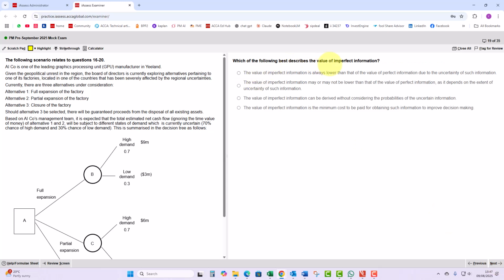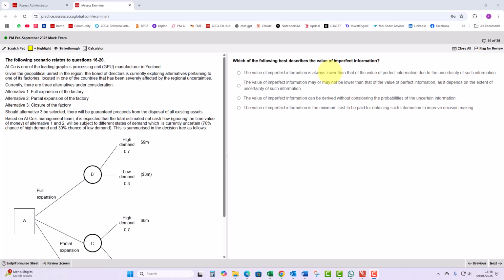Which of the following best describes the value of imperfect information? This is an outlier. Imperfect information doesn't come up very often. Perfect information, it relates to risk when we can use probability to determine how likely something is to happen and how much would we be willing to pay in order to eradicate that probability and know for certain what's going to happen. Imperfect information is not as good as perfect information, but it's better than no information.